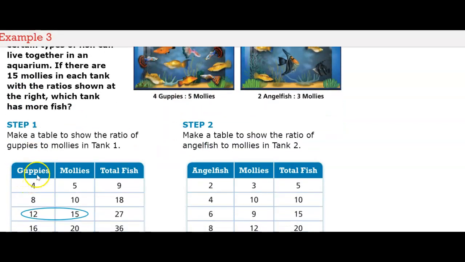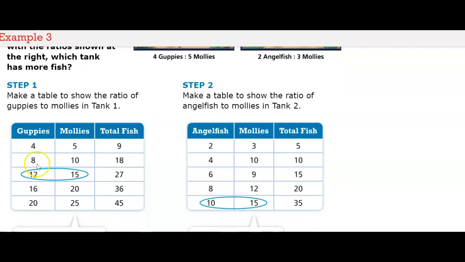Now we have the table. We have guppies, mollies, and total fish. We have 4 guppies, 5 mollies, total number of fish is 9. And then we continue making equivalent ratios all the way down. So they went all the way down, multiplying by 2, then multiplying by 3, and multiplying by 4, and then 4 times 5 to get 20.